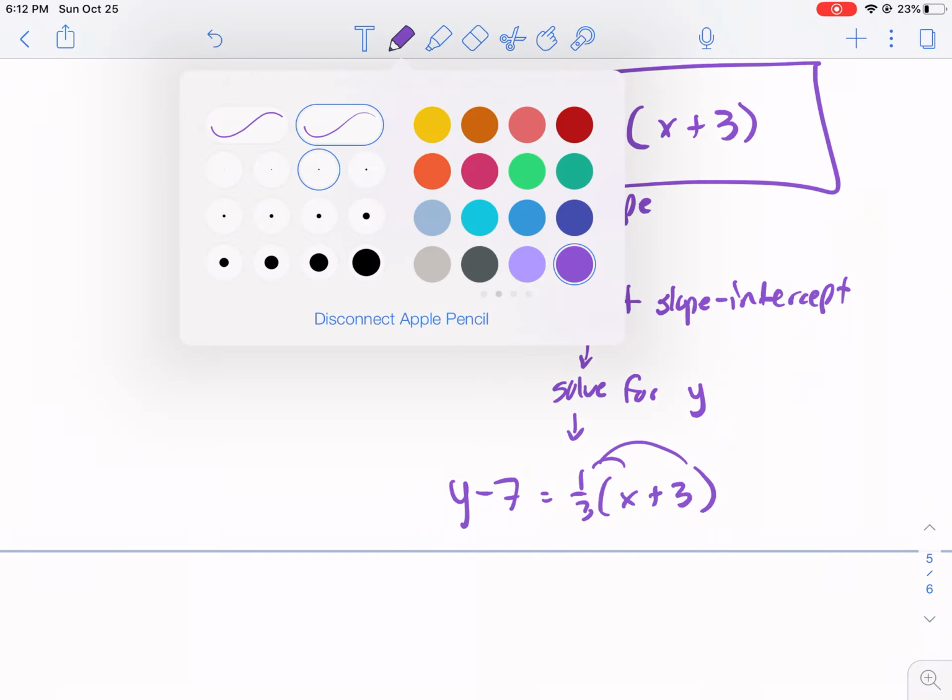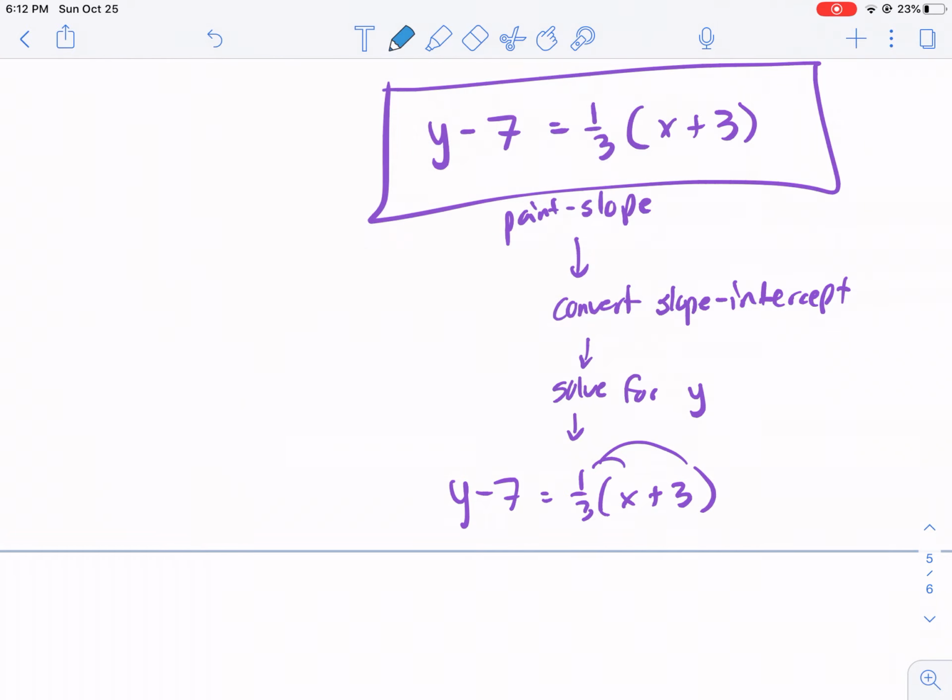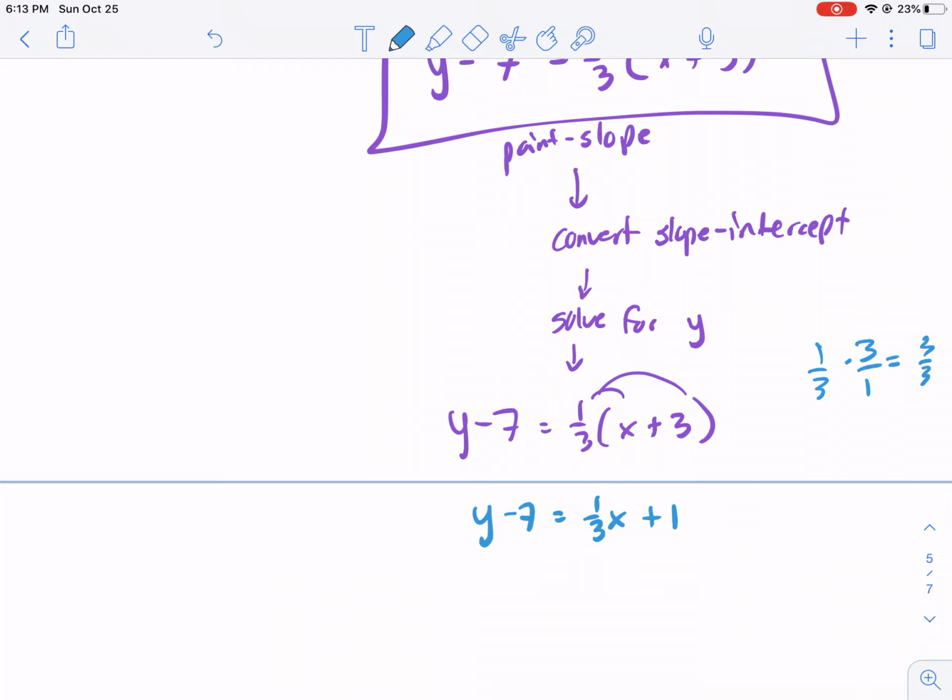Okay, let's go ahead and use this blue color. I like that. So we have y minus 7 equals 1/3 x. 1/3 times 3 over 1 equals 3 over 3 equals 1, plus 1. I'm just doing that for those that are struggling to multiply fractions. So then we add 7, add 7. What do we get for our slope-intercept form? We get y equals 1/3 x plus 8.